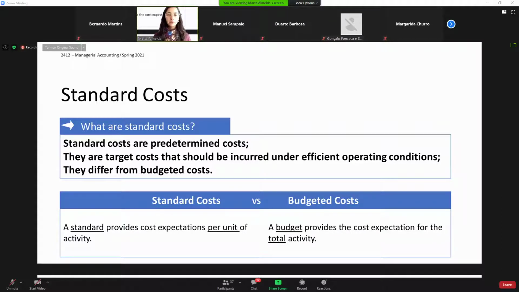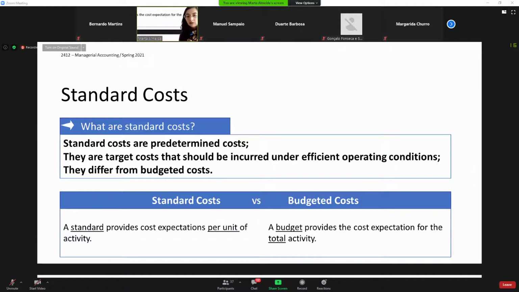So standard cost is a predetermined cost. These are target costs that the company expects to incur if they have efficient operating conditions. Standard cost is different from budgeted costs, and we have the difference here. When you talk about standard cost or standard price, it is the expected, so it's kind of a budget. It's for the future, what they expect to be, but it's per unit. The difference between standard and budget cost is that standard is per unit and budget cost is the cost for the total activity.